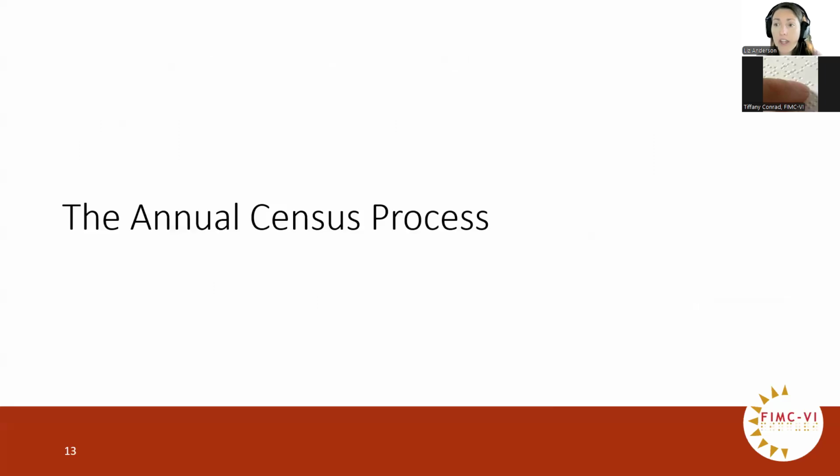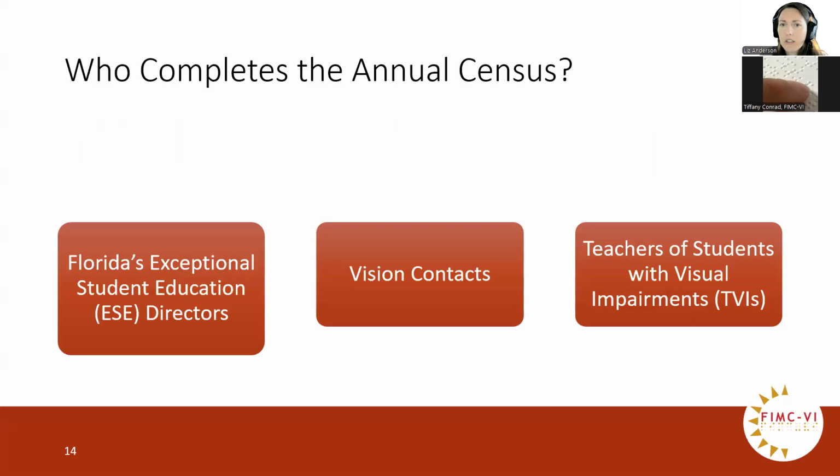Okay, so now that we've covered the eligibility, let's go over the process for completing the annual census. So to start, who completes the annual census? These are the staff members that are typically involved in the annual census. We have our exceptional student education directors, our vision contacts, and our teachers of students with visual impairments. ESE directors should be aware of who their TVIs are. Hopefully, the vision contacts in districts may need to assist the ESE director with that and have that information so they can determine who they want to designate for completing the annual census.